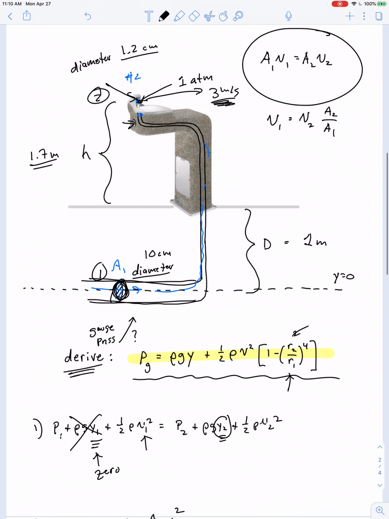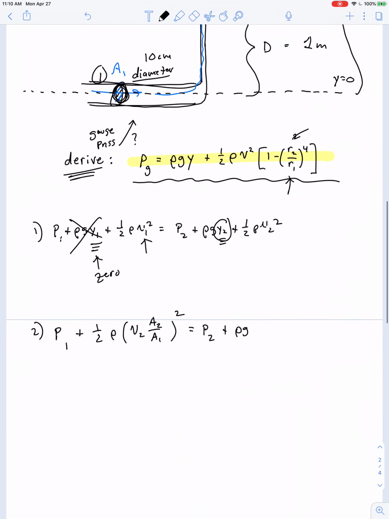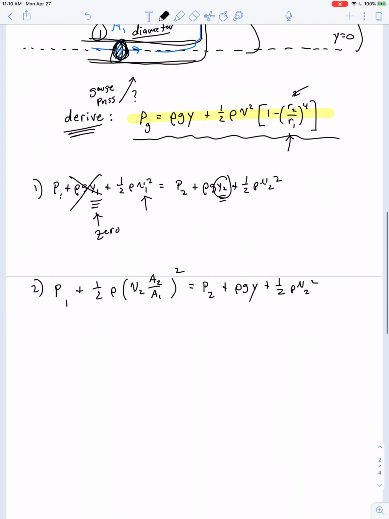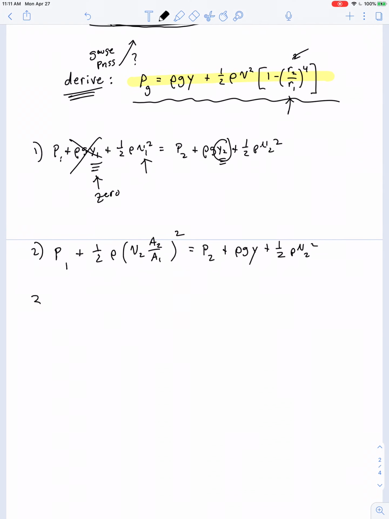Well, let's just say this. Let's make a symbol here and call it y, and in this case y is equal to h plus d. Okay, so I can drop the subscript 2 and just call it y, rho gy, plus 1/2 rho v2 squared. Okay, in step 3, let's make another substitution.